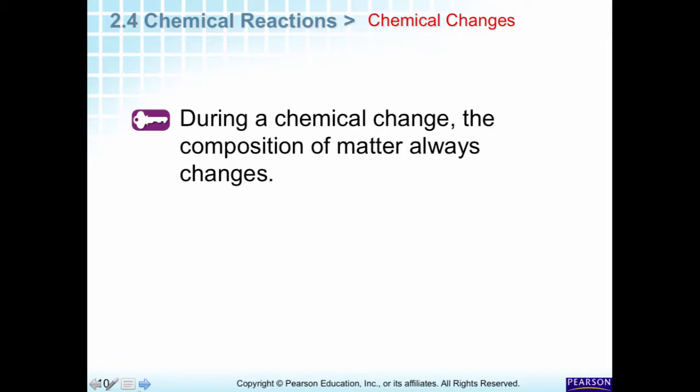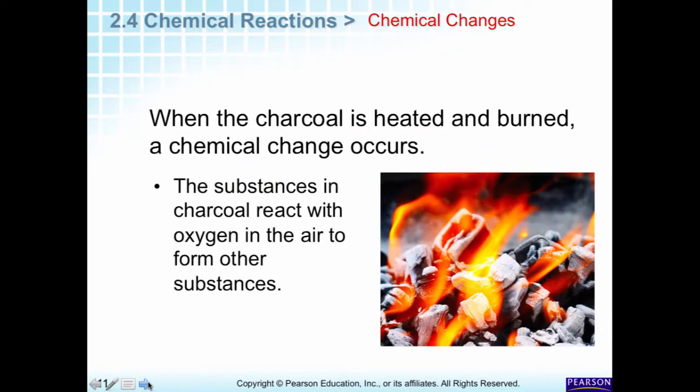Okay, so here we go. In a chemical change, composition always changes. So let's look at charcoal. When we burn the charcoal, it reacts with oxygen, okay, and it forms other substances. So therefore, a chemical property of charcoal is that it can burn in oxygen.